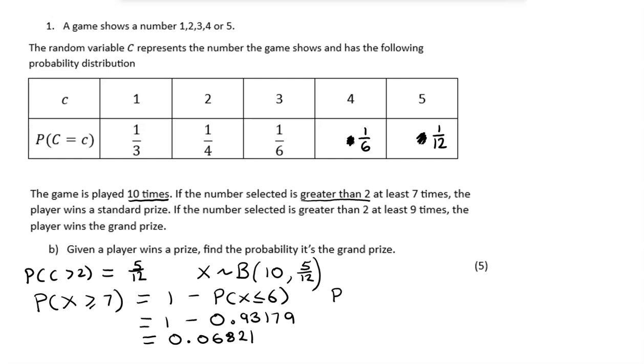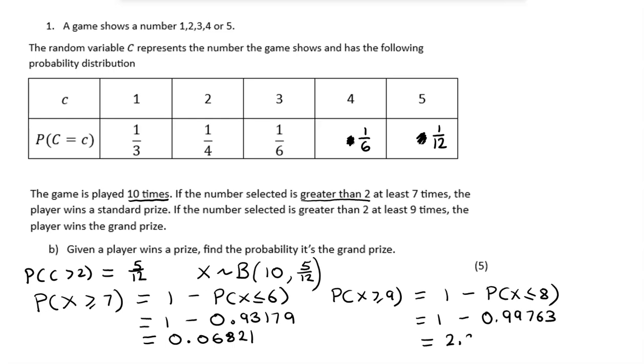But what about the grand prize? Well, we've got to get a number that's greater than 2 at least 9 times, so 9 or 10 times basically. So we work out the probability that x is greater than or equal to 9. What we don't want is 8 or less successes. So we work out what we don't want because your calculator will tell you that for the value of x that you put in, all the probabilities up to that number, including it. So we want to work out the probability of 8 or less and then take that away from 1. So if we do this, we get the following.